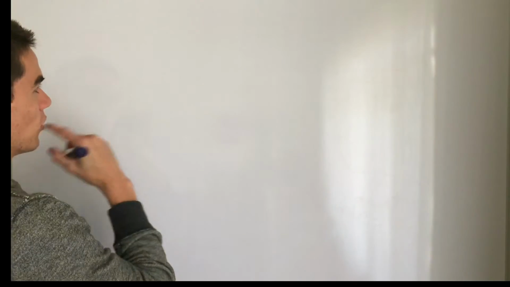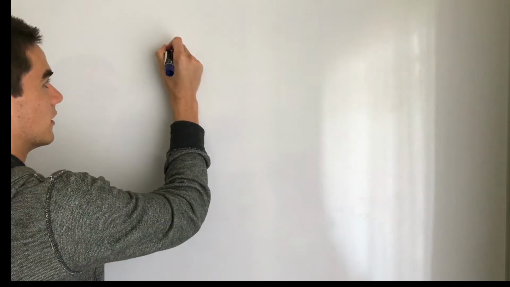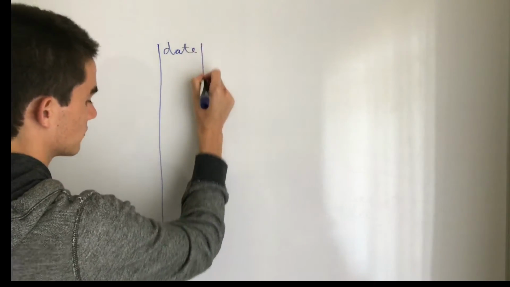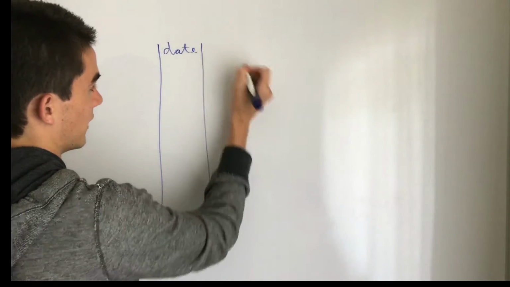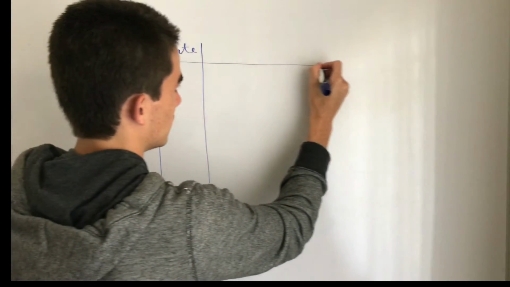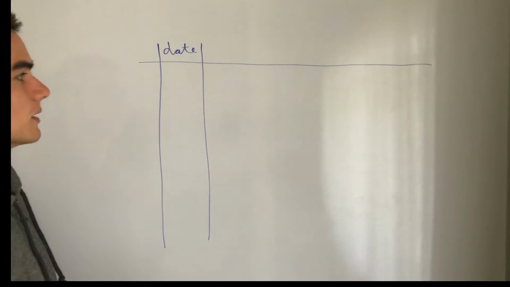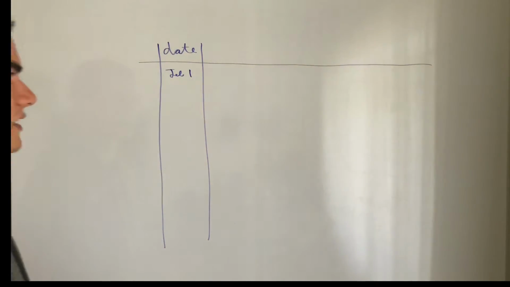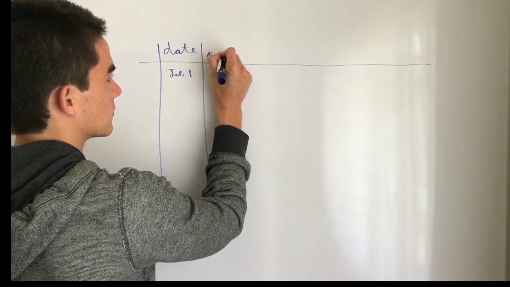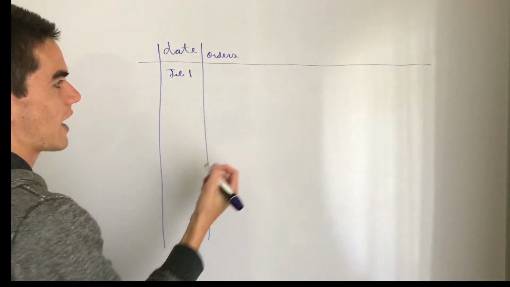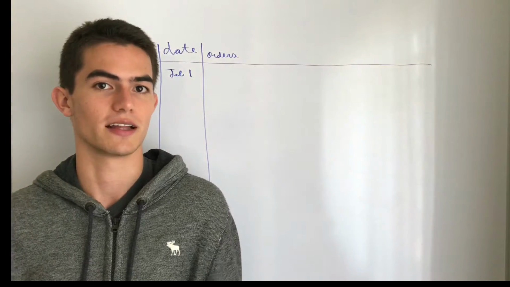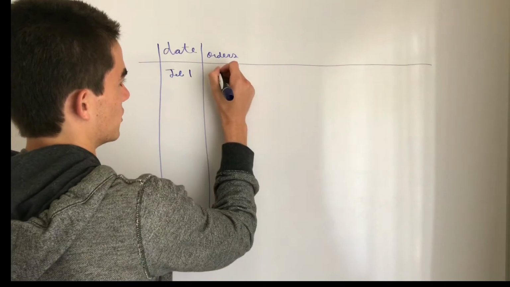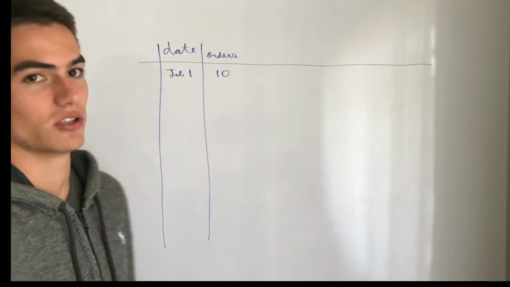So first of all, I have the date in the first column. I'm just gonna do some columns here. This is the date, so for example, February 1 goes here. Now the second one is orders. On orders, I will have the amount of orders that were placed for that day. So if I sold 10 orders, I would put the number 10 in there.